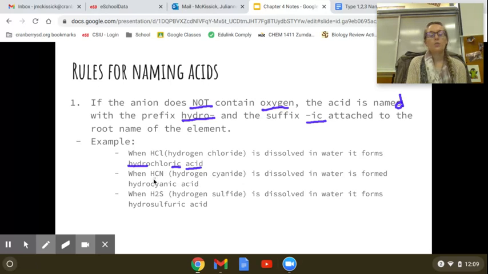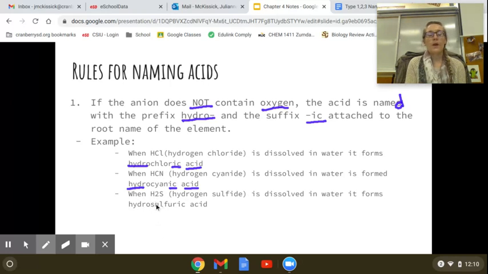Okay, so when HCN, hydrogen cyanide, is dissolved in water, we have hydro at the beginning, cyan as the root word, and we change the ending to ic, so hydrocyanic acid, and again add that end word there, will be how we name it. Okay, again, because it does not have an oxygen present here.